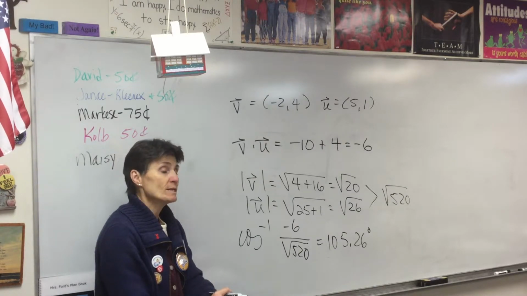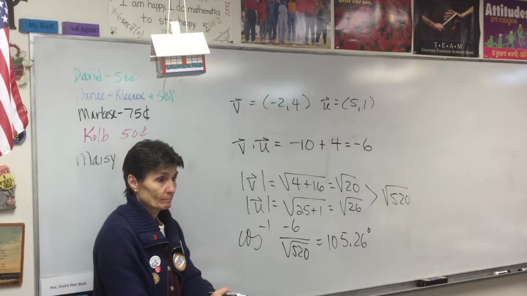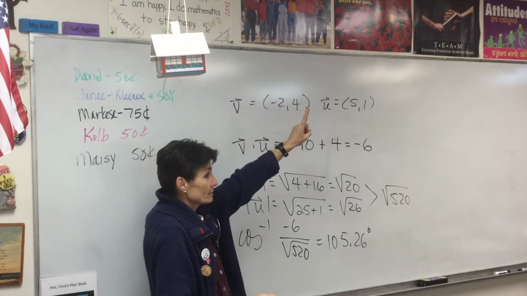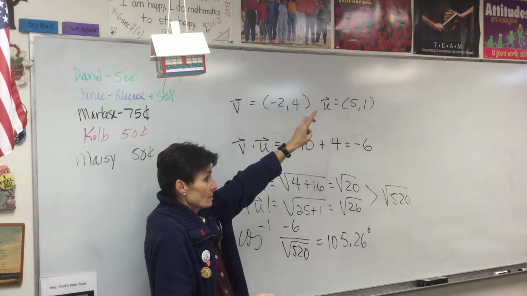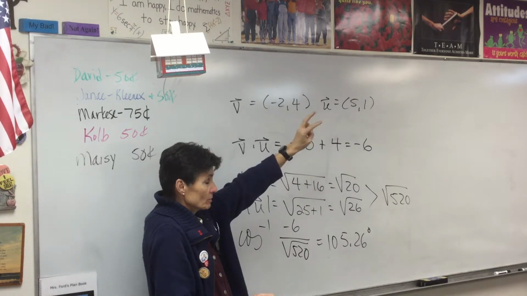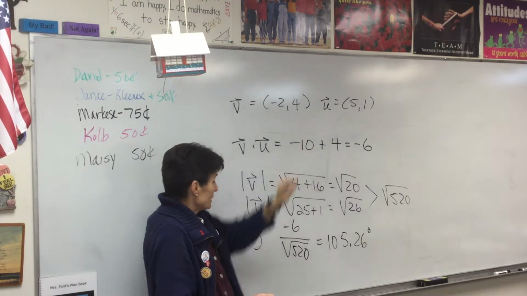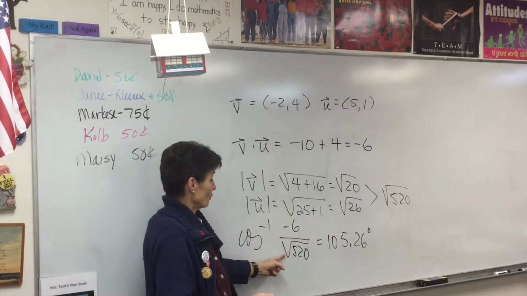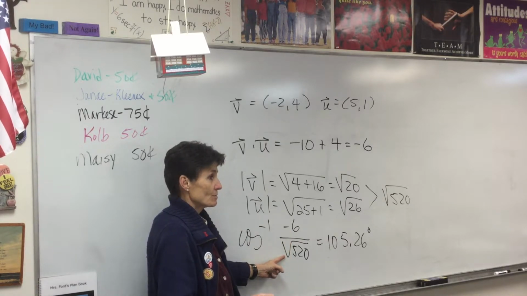All right, so one more time. Find the dot product. Find the magnitudes. Multiply the magnitudes together. And then second cosine dot product over magnitudes.